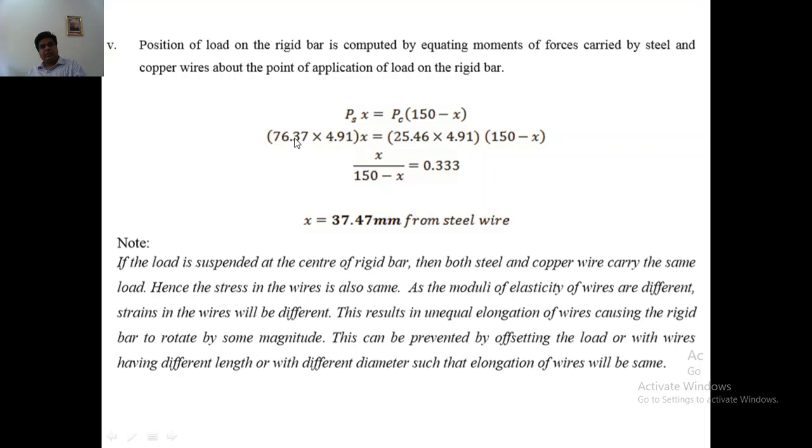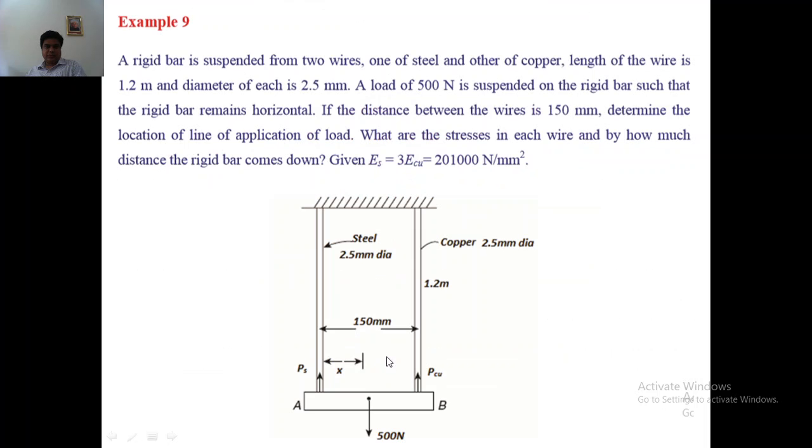P s is the load taken by steel, that is stress into area. P c is the load taken by the copper, stress into area, and that length X is unknown, so we calculate the X value. The line of action of the load should be at 37.47. So the total weight, or the line of action of the load on this bar, should be placed at a distance of X from this point A.